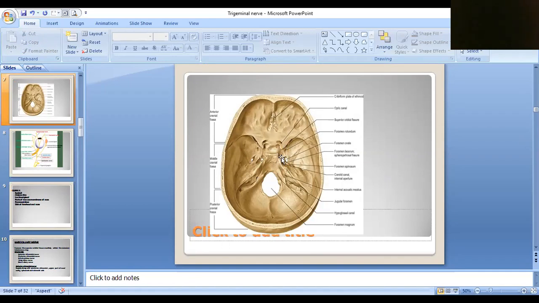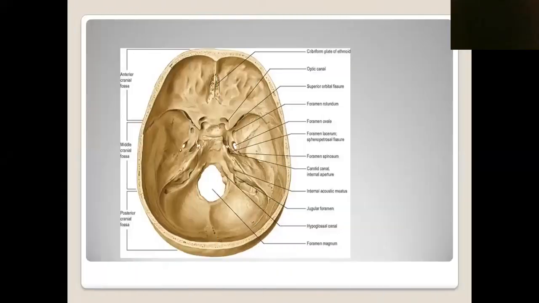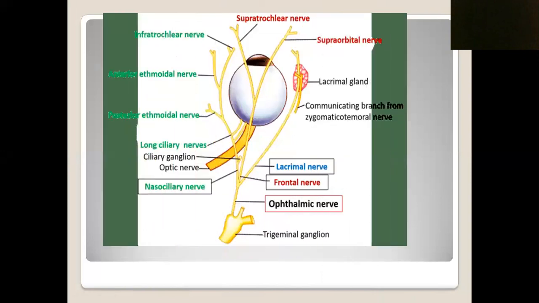Here we have the cavernous sinus, just in front of the ganglion. So it has to pass through the cavernous sinus. It passes through the lateral wall of the cavernous sinus. When it passes through the cavernous sinus, it divides into three branches. This ophthalmic nerve divides into three branches. What are the three branches of the ophthalmic nerve?